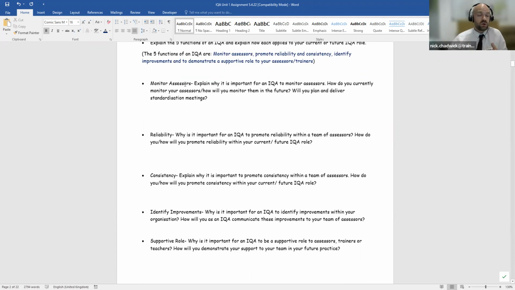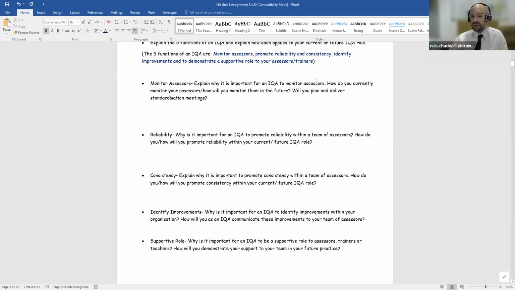So to monitor assessors, as an IQA, of course, you need to monitor every assessor or teacher or trainer, regardless of how experienced they are. The purpose of this is we're making sure that all of our assessors are essentially using the latest standards and criteria provided by, for example, the awarding body. And also it's to promote fairness as well. If everyone is going to be observed and sampled by the IQA, that is going to promote fairness and also team cohesion as well. So to monitor assessors, explain why it is important for an IQA to monitor assessors.